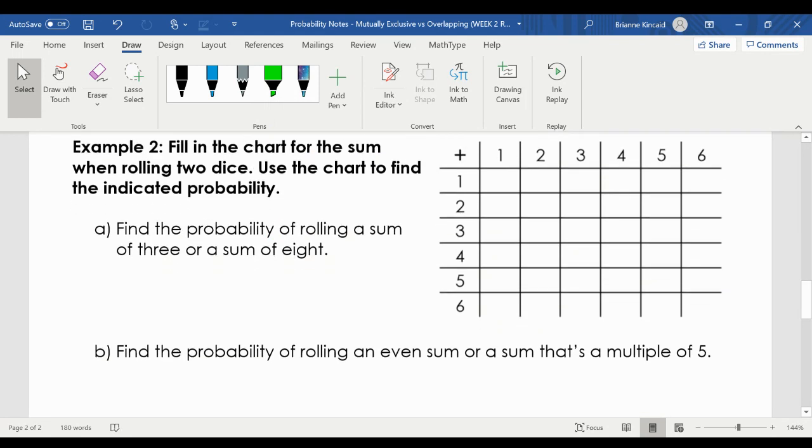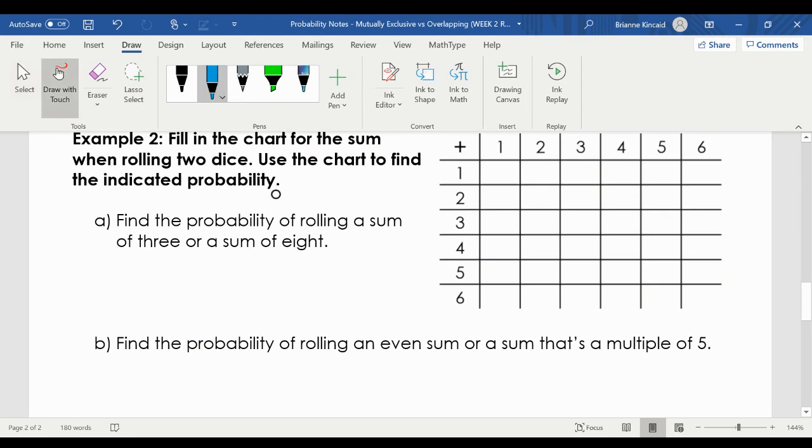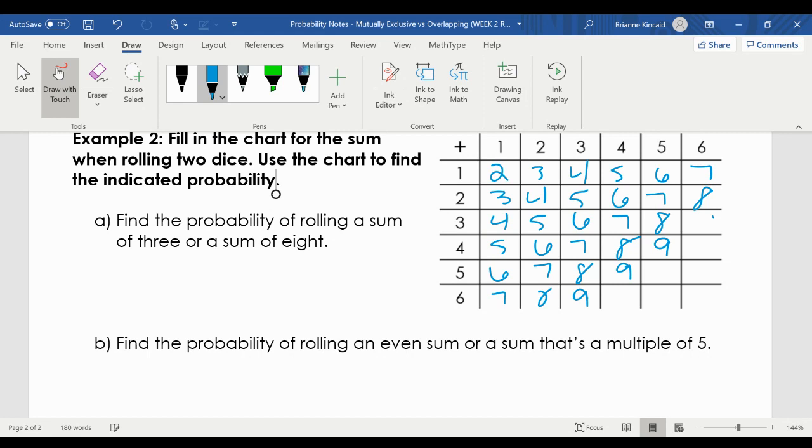So a couple quick examples. Once again, we see this chart that you're going to see a lot with probability. So we just want to fill in our sums. Remember, when you add up all these sums together, you have a total of 36 outcomes. That's going to be our denominator every time.